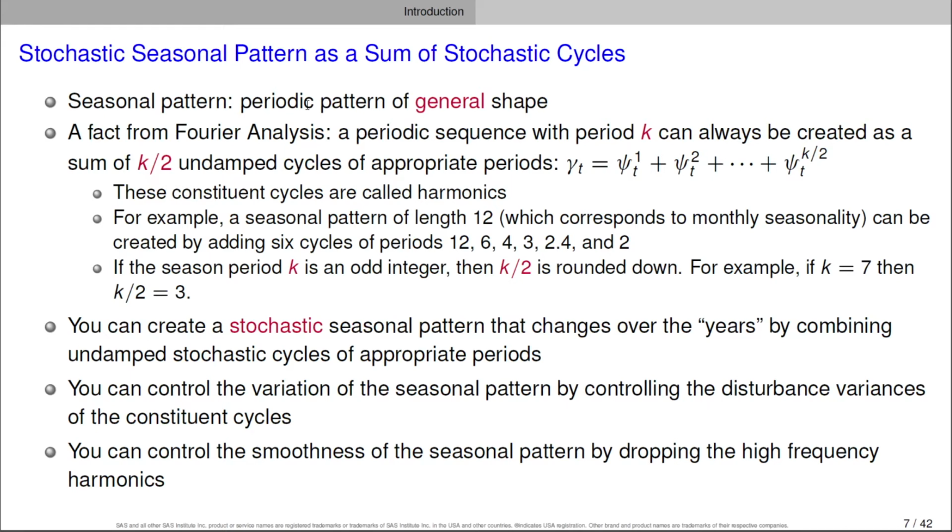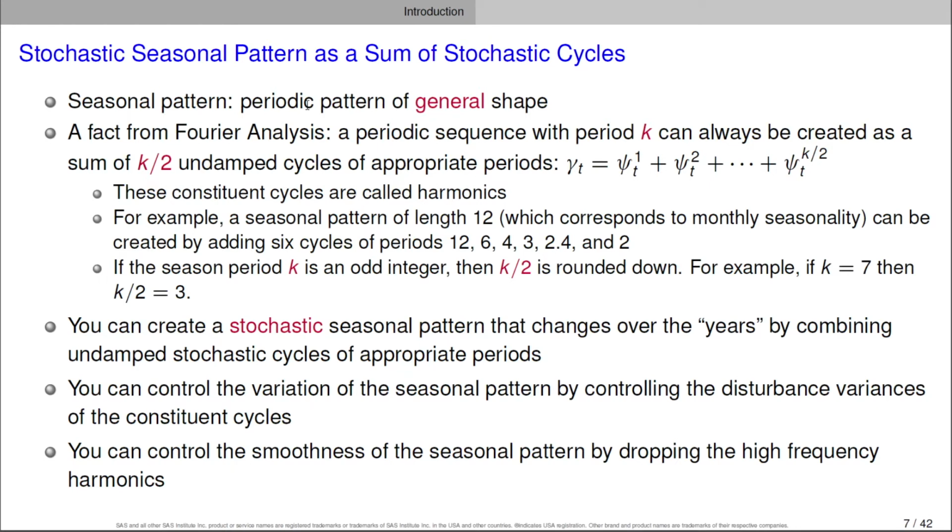For example, a seasonal pattern of length 12, say, which corresponds to monthly seasonality, can be created by adding 6 cycles of periods 12, 6, 4, 3, 2.4, and 2. If the season period k is an odd integer, then k over 2 is rounded down. For example, if season length k is 7, then it can be represented as a sum of 3 cycles. You can create a stochastic seasonal pattern that changes over the years by combining undamped stochastic cycles. That is, if you want a perfectly repeating periodic pattern, you add perfect sinusoids. If you want a slowly changing periodic pattern, then you add stochastic cycles instead of deterministic cycles.